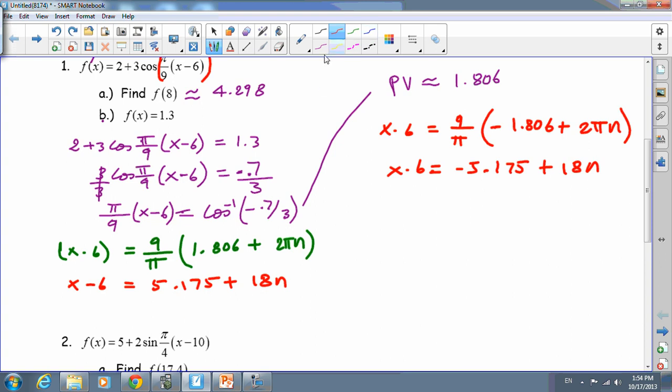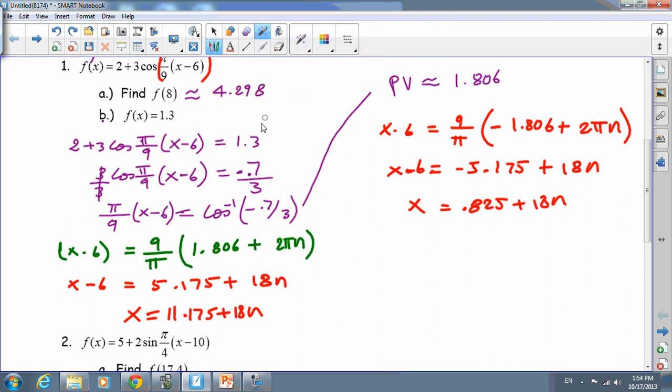Now let's go ahead and continue. At the end of this one, you finish with x equal, the solution will be 11.175 plus 18n, because I'm adding 6. And this one, the solution will be x equal, I'm going to add 6, and that will be 0.825 plus 18n. Note that these two represent your solution. So this one is part of my solution, and this is part of my general solution, those two.